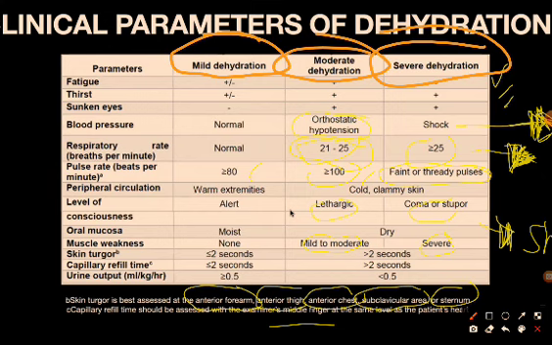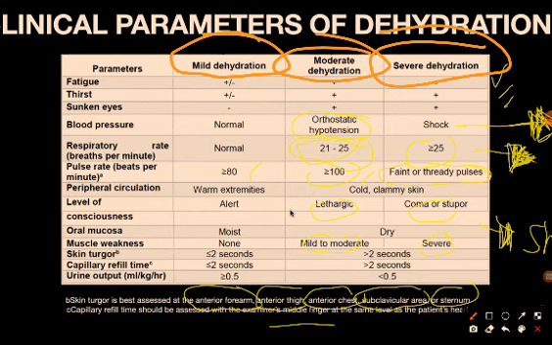For moderate dehydration, all you need to remember here is that it is almost the same as severe dehydration, but in severe dehydration, there are signs of shock. For example, there is blood pressure of less than 90/60, which is a shock blood pressure, and there is also tachypnea, in which the RR of the patient is more than or equal to 25. Remember, tachypnea is defined as an RR of more than 25. So that is now the update in regards to tachypnea.